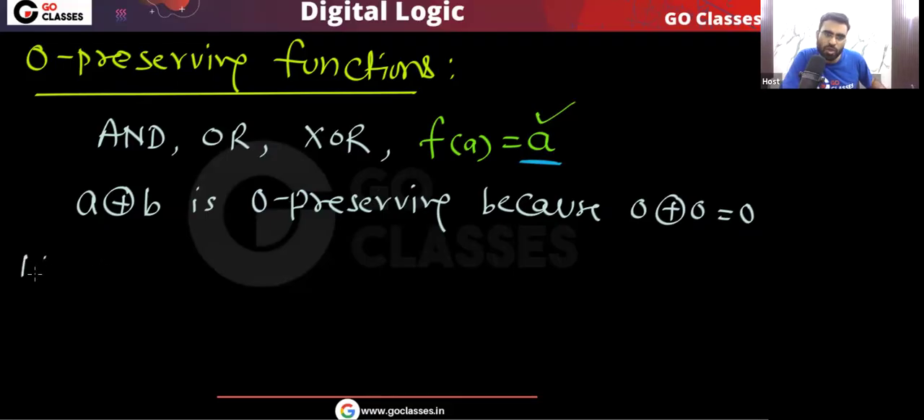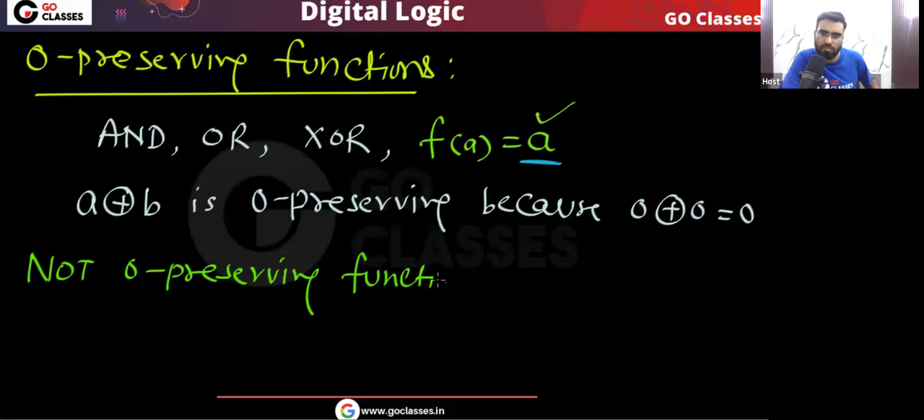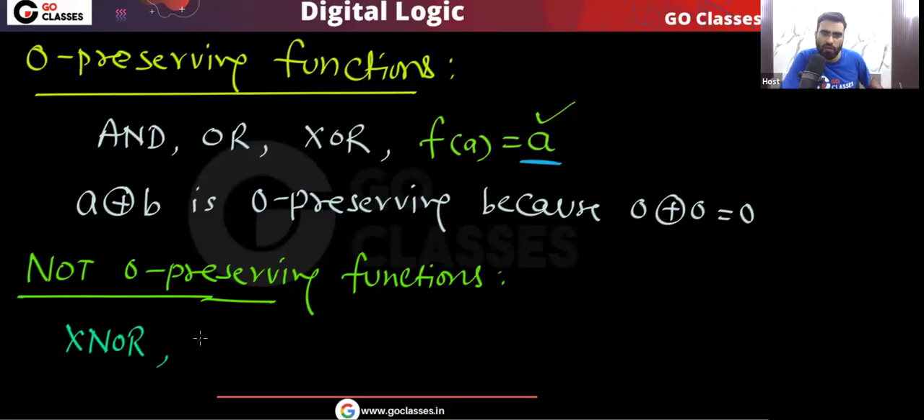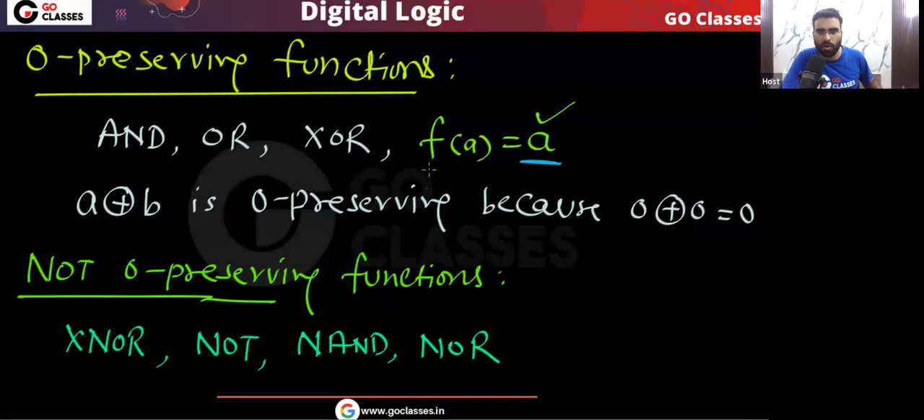Tell me, what are some examples of not zero preserving functions? For example, XNOR is not a zero preserving function. NOT is not zero preserving. NAND is not zero preserving, and NOR is also not zero preserving. What about implication? Implication is also not zero preserving.